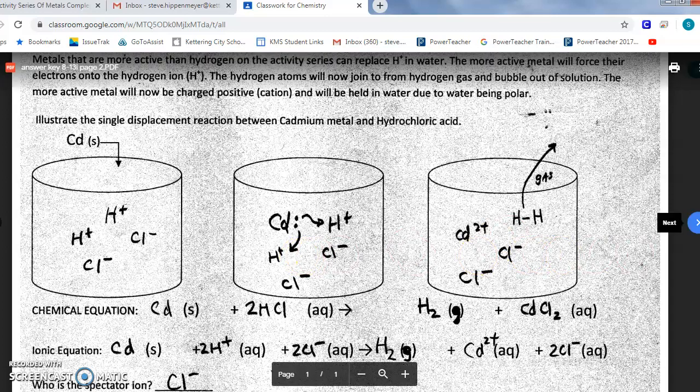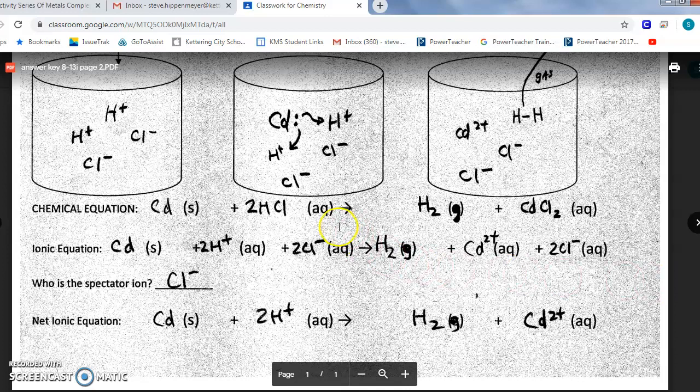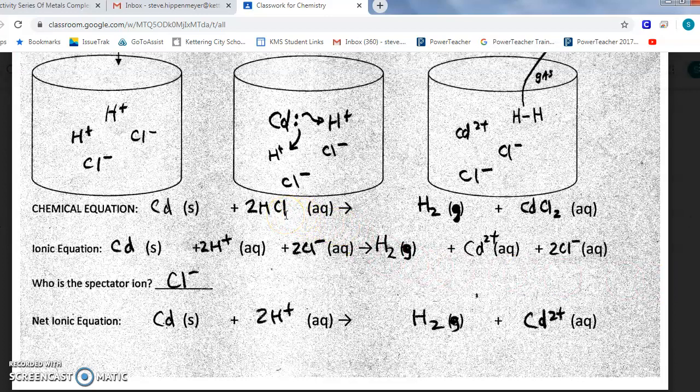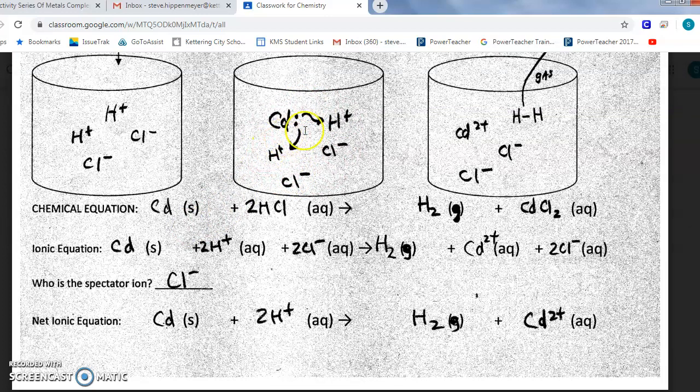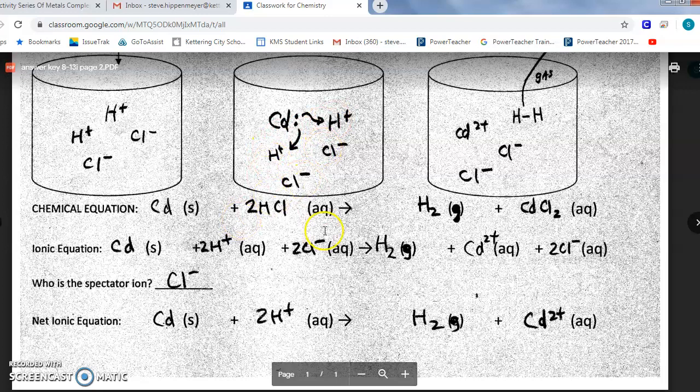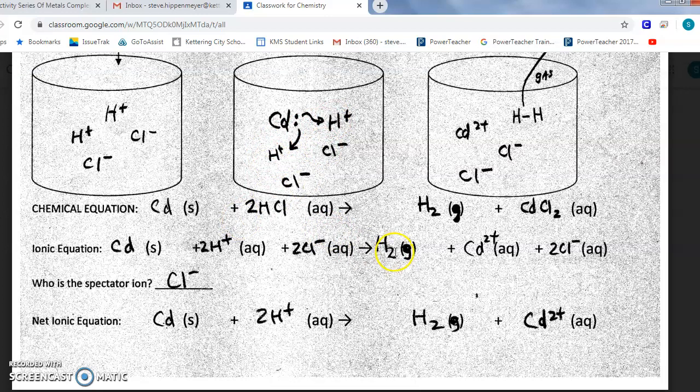In the ionic equation, we're just going to pull apart HCl into the 2 H pluses and the 2 Cl minuses. The ionic equation, you're writing what is actually in container 2. We start off with a cadmium, 2 valence electrons, 2 H pluses, and 2 Cl minuses. Our product here, on the right side of the arrow, we have the H2 gas, and again, aqueous in the ionic equation, we pull it apart into the 2 Cl minuses and the cadmium 2 plus. So we're just writing what is in the third container on the right side of the arrow.